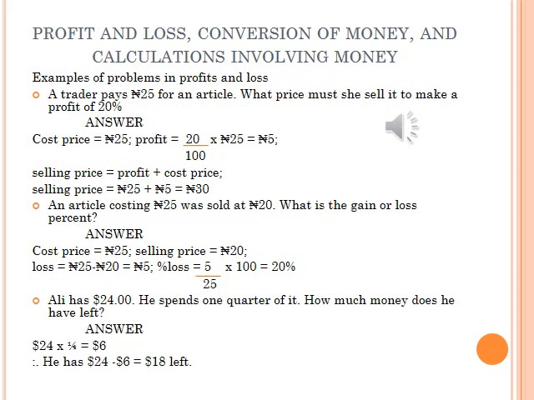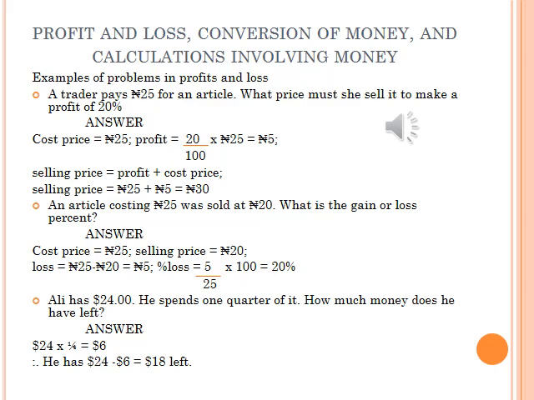Profit and loss, conversion of money, and calculations involving money. Examples of problems in profit and loss are: a trader pays 25 naira for an article. What price must she sell it to make a profit of 20%? Answer: cost price is equal to 25 naira. Profit, therefore, is 20% times 25 naira, which is 20 divided by 100 times 25 naira, which will give us 5 naira. Selling price now is equal to profit plus cost price. Our profit here is 5 naira and our cost price is 25 naira.